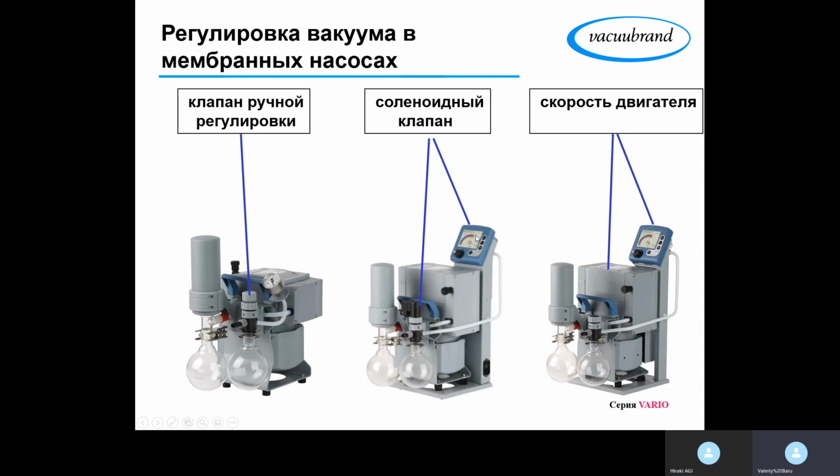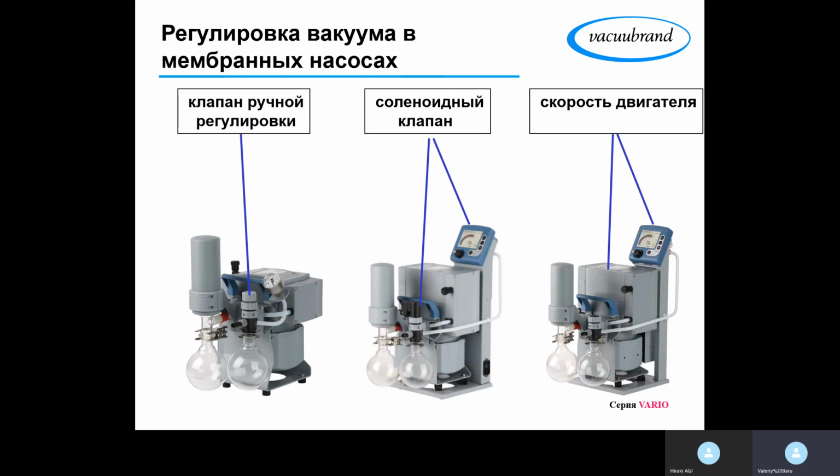Once the controller sees that the vacuum starts to decrease, so the pressure starts to increase, it opens the valve again, and as the pump continues to work, the vacuum inside the system reaches the desired vacuum which was set on the controller. Clear? Perfect. And there is a third type of vacuum control, the most advanced and the most precise one.